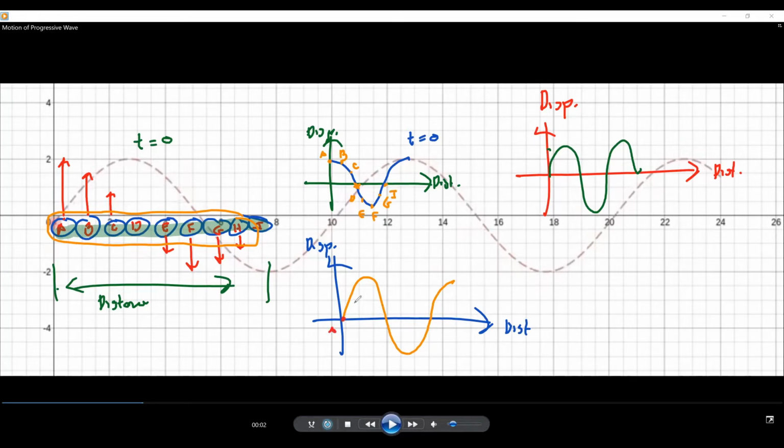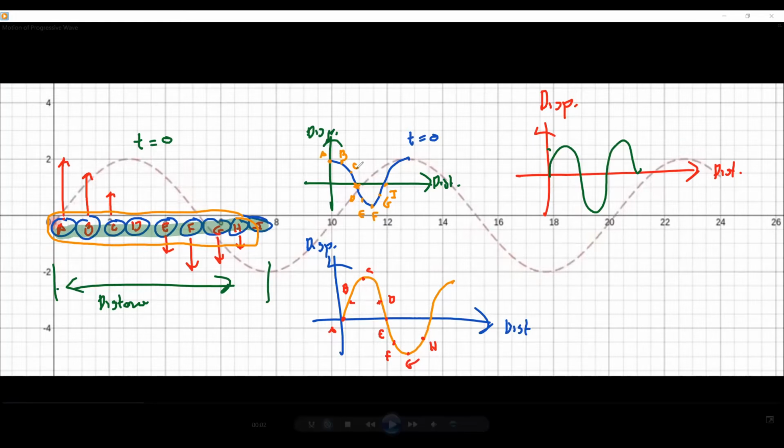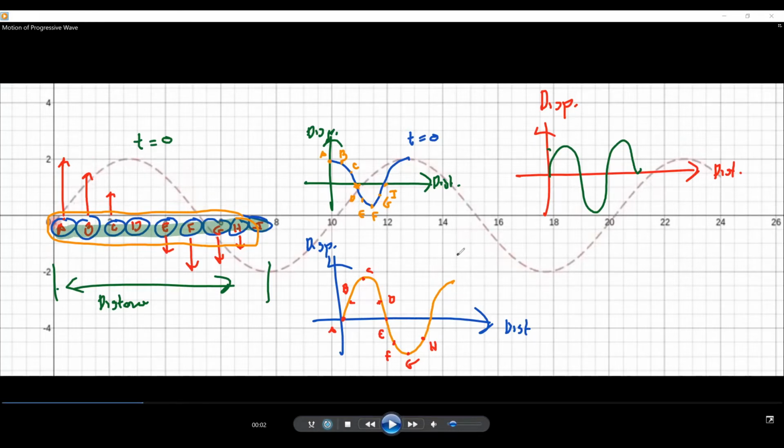The same could also be said for this. This one would be A, B, C, D, E, F, G, and H. Okay, they are all just different displacements of the particle right now at a different timing. Say this one now is at t equals 5 seconds. All right, so this is the main difference between a displacement time and a displacement distance graph.